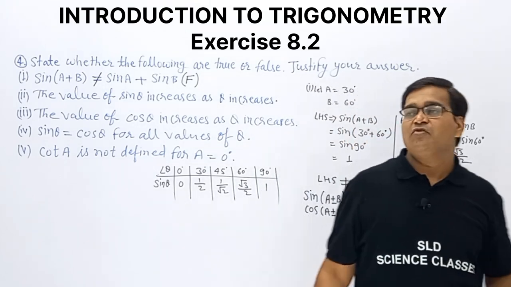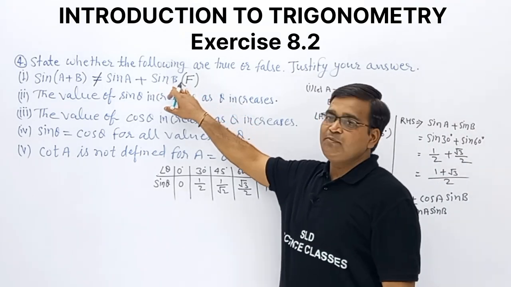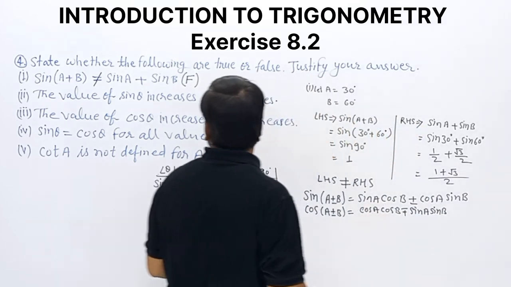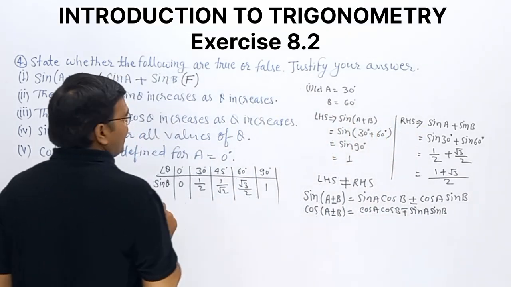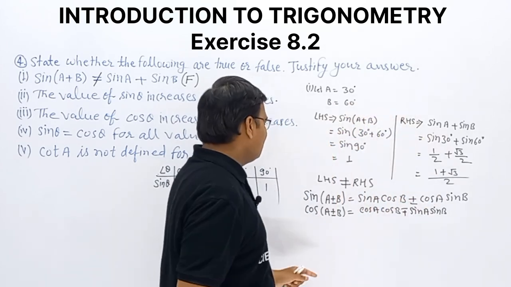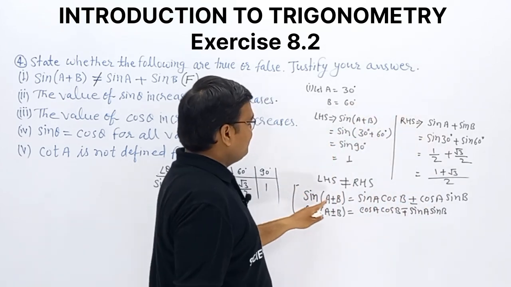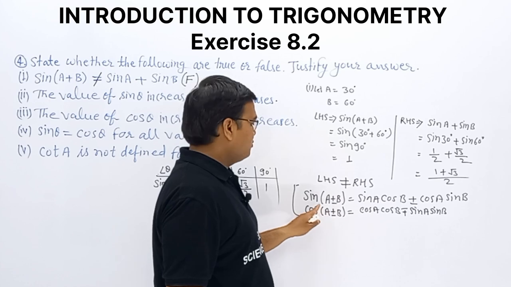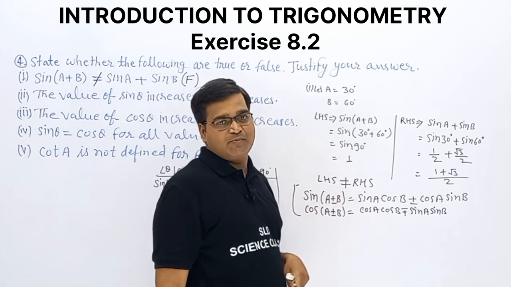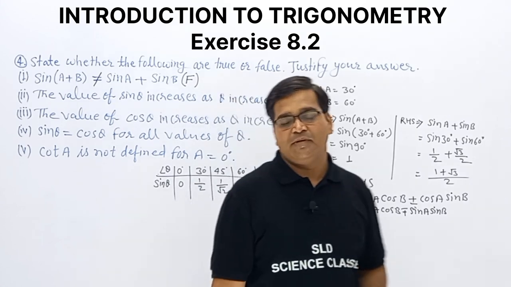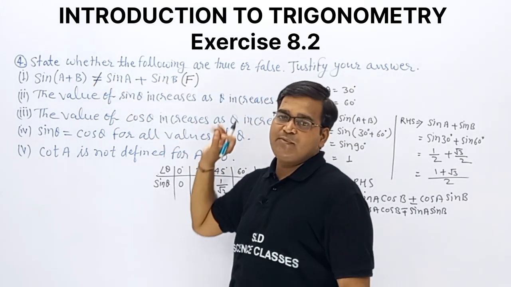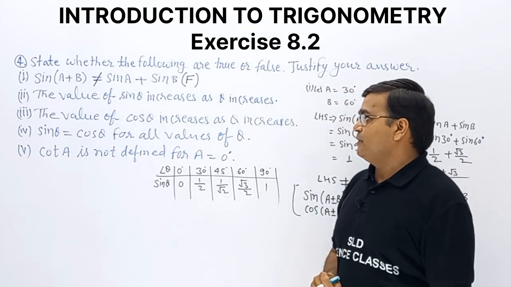Clear? So sin A plus B is not equal to sin A plus sin B. It is a false formula. Its formula is sin A plus B equal to sin A cos B plus cos A sin B. These are 4 formulas. One is positive, negative, positive, negative: 2 for sin A plus B, sin A minus B, and 2 for cos A plus B, cos A minus B. So it is a false statement, false result. Sin A plus B is not equal to sin A plus sin B. Clear? Now observe the next one.